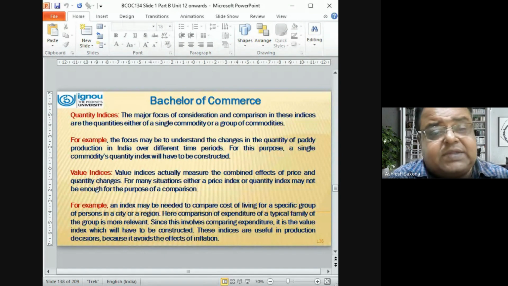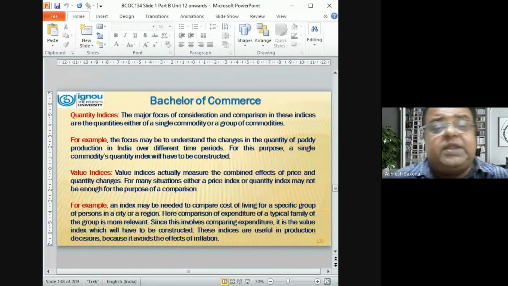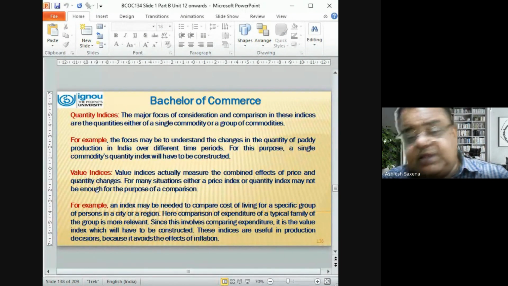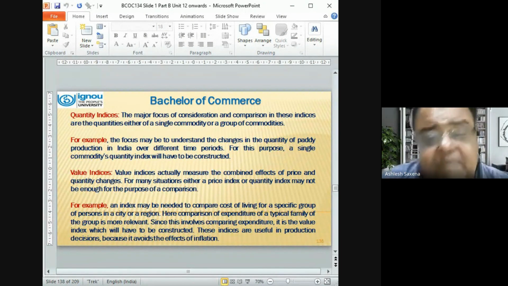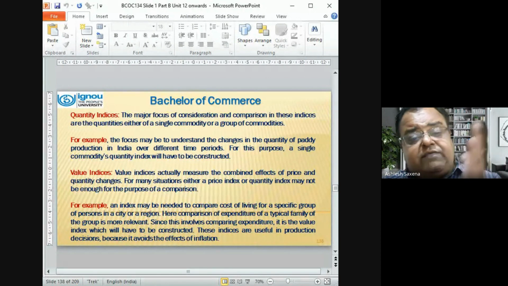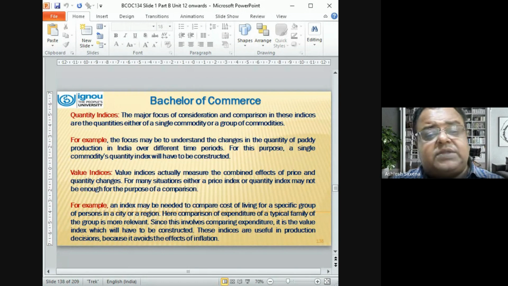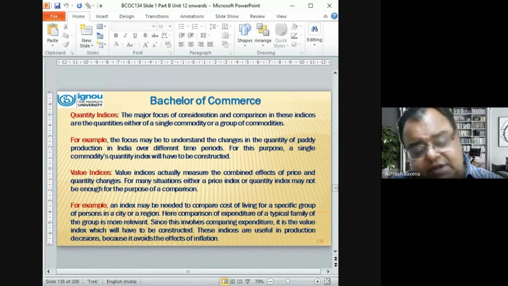Quantity indices. The major focus of consideration and comparison in these indices is the quantities either of a single commodity or a group of commodities. For example, the focus may be to understand the changes in the quantity of paddy production in India over different time periods. For this purpose, a single commodity's quantity index will have to be considered.